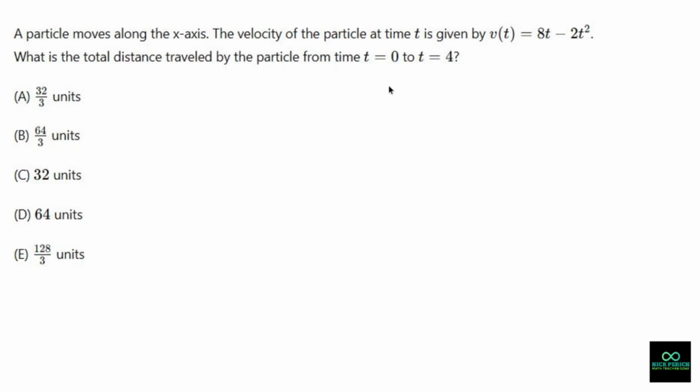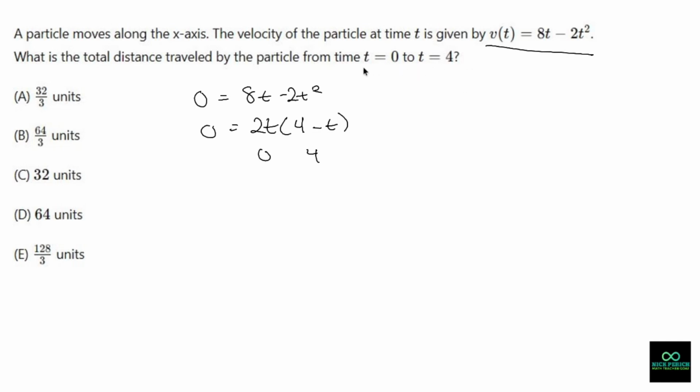So what we're going to do is take the velocity function and find the critical points, pretending that it is already the derivative. So we set it equal to 0. 0 equals 8t minus 2t squared. Let's factor out a 2 and a t, and that gives me 4 minus t. And so my critical points just so happen to be 0 and 4.